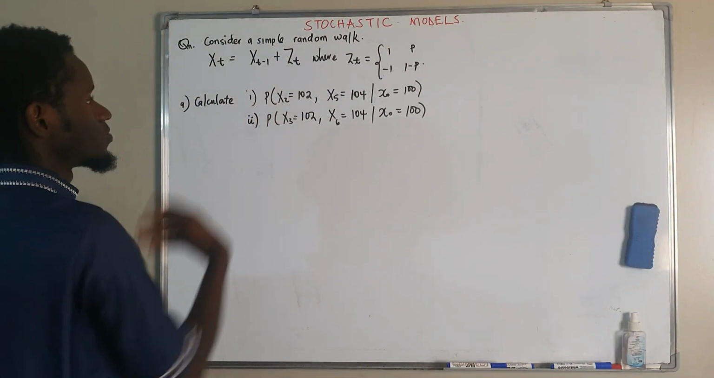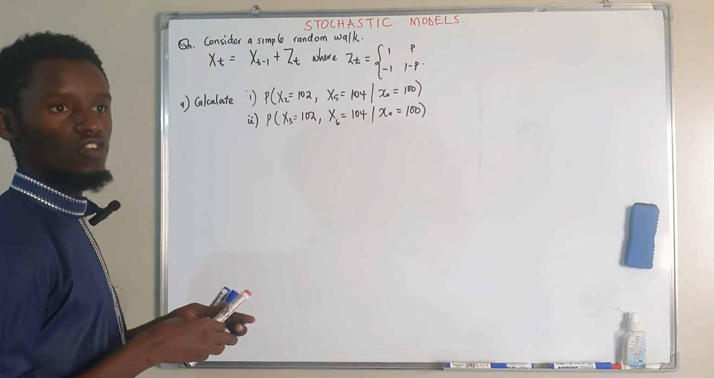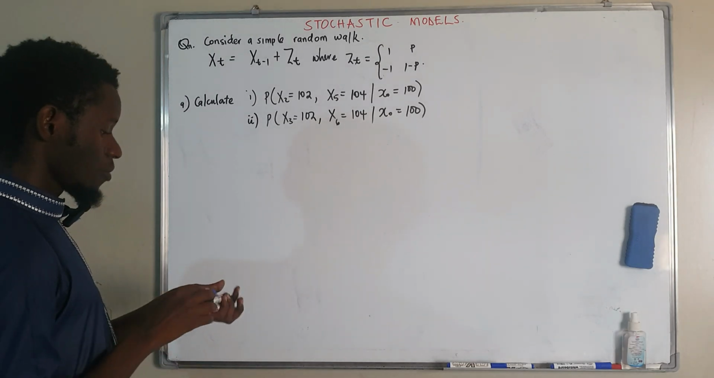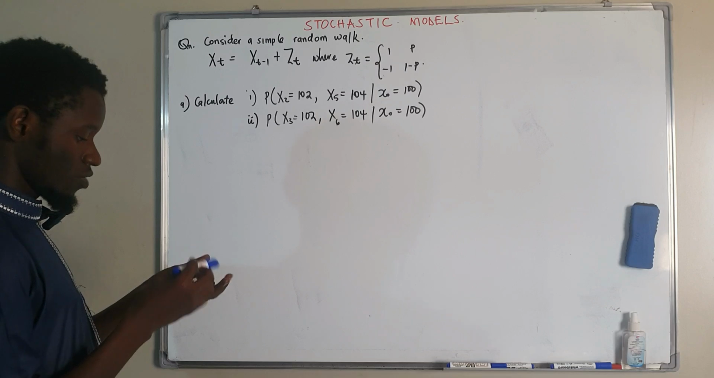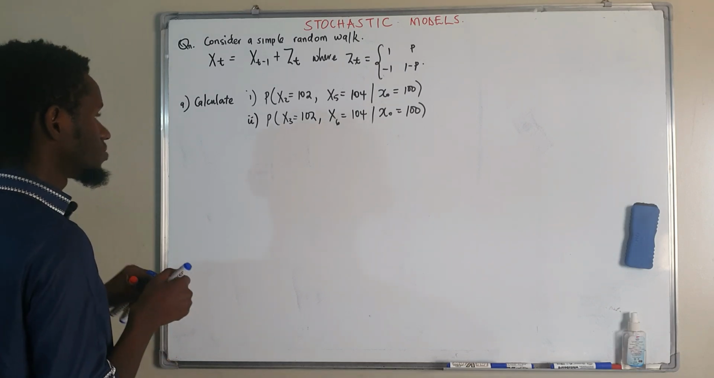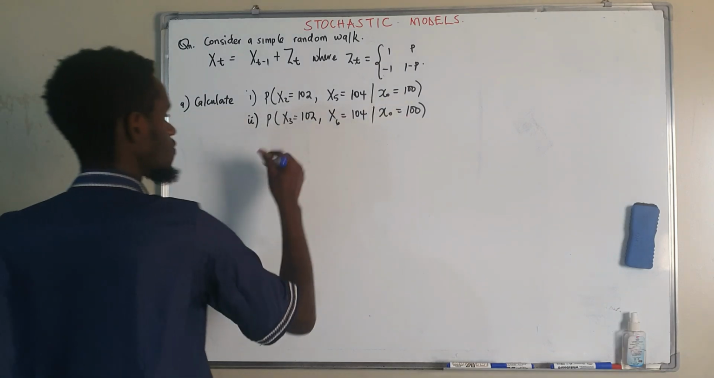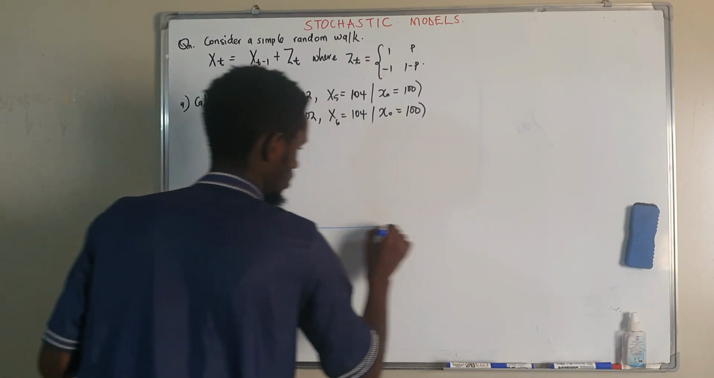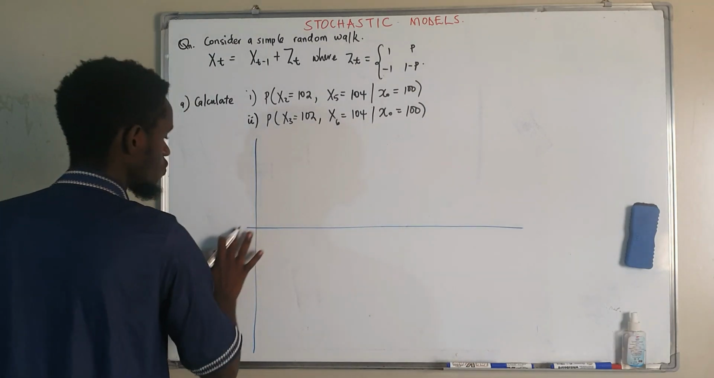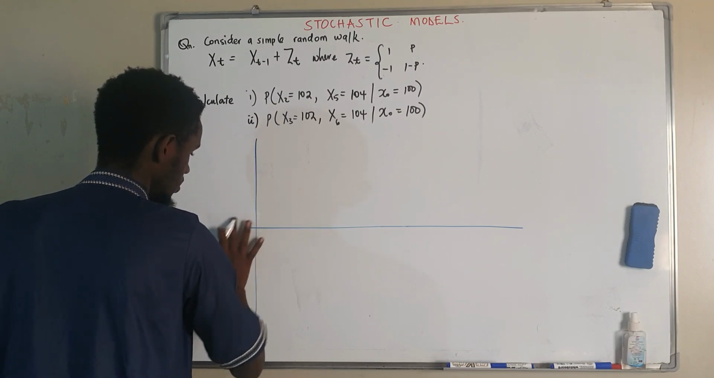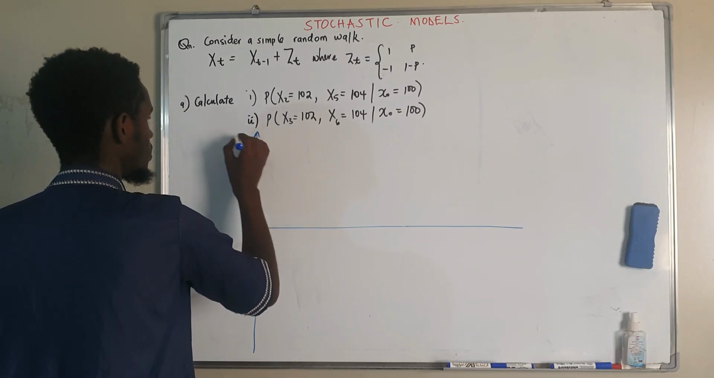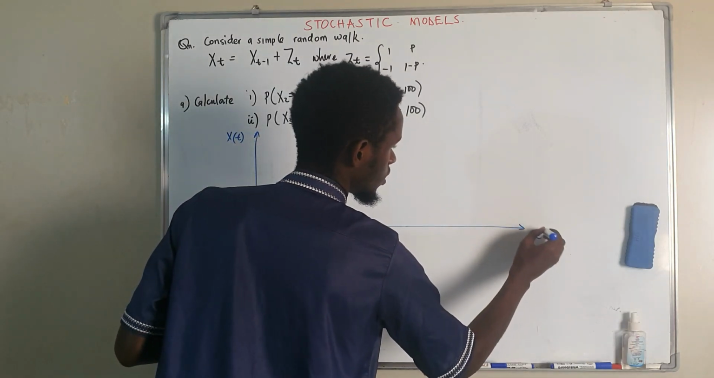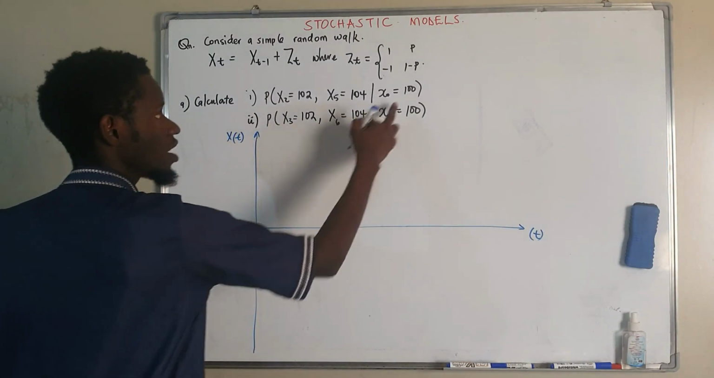Calculate this one. As we said, we shall always sketch for clarity. I'm going to sketch something for you as we did last time. I think you remember. We sketch, but now our X0 is 100, therefore we must sketch something like this. We are beginning with 100. Remember, this is our Xt, and this is our t. They said our X0 is 100.